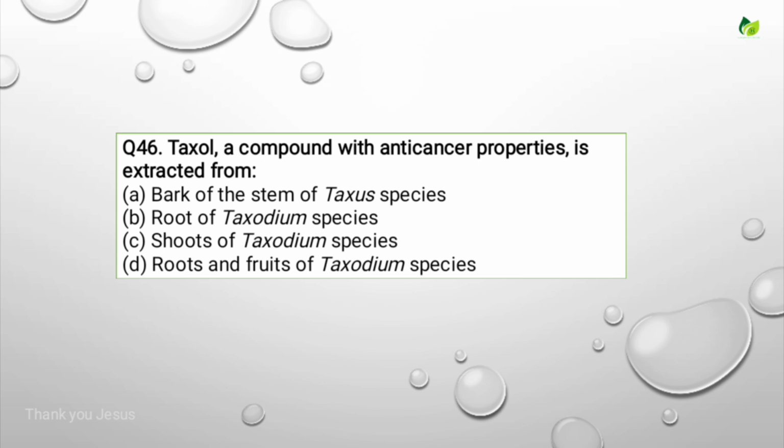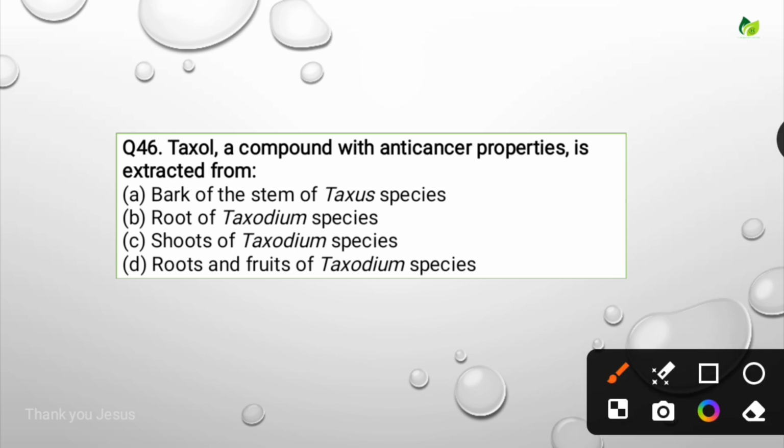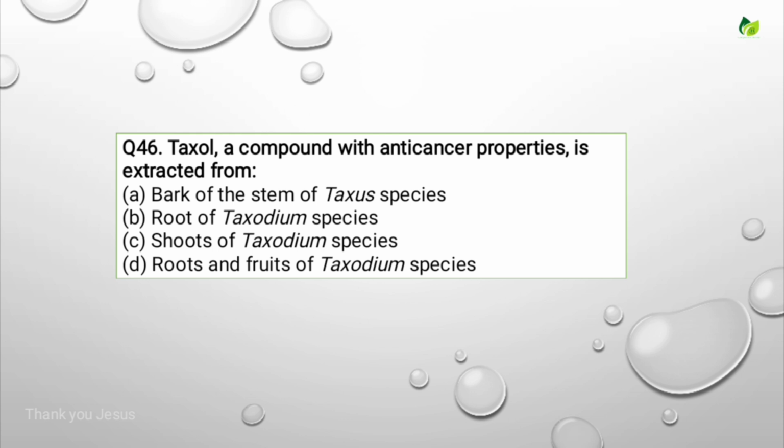Taxol, a compound with anti-cancer properties, is extracted from. Options are bark of the stem of Taxus species, root of Taxodium species, shoots of Taxodium species, roots and fruits of Taxodium species. For this the correct answer is bark of the stem of Taxus species. Let's see the next question.